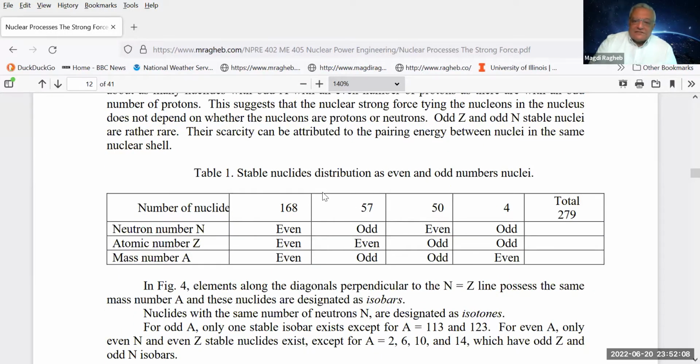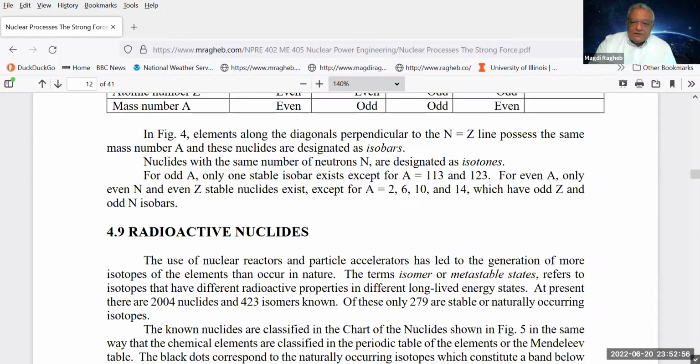You find that nuclides have different parities for their number of neutrons, number of protons, and total mass number. 160 of the known nuclides in nature have an even N, even Z, and even A. 57 of them have an odd N, even Z, and odd A. 50 of them have an even N, odd Z, and odd A, and only 4 of them have an odd N and an odd Z, but an even A in that case. So that affects the stability of the nuclei.